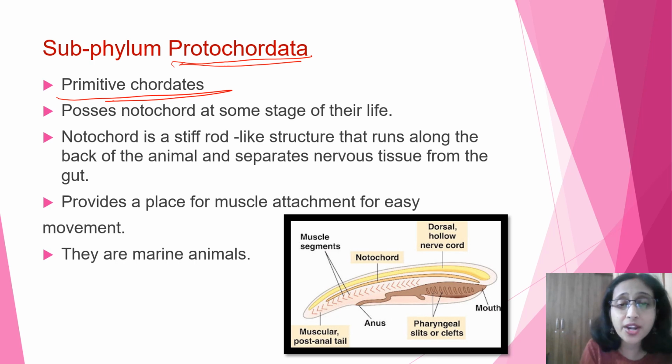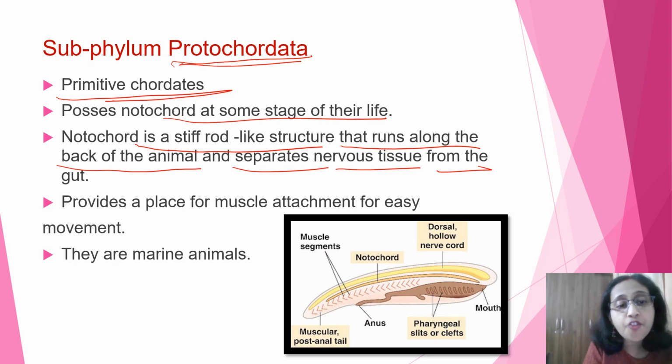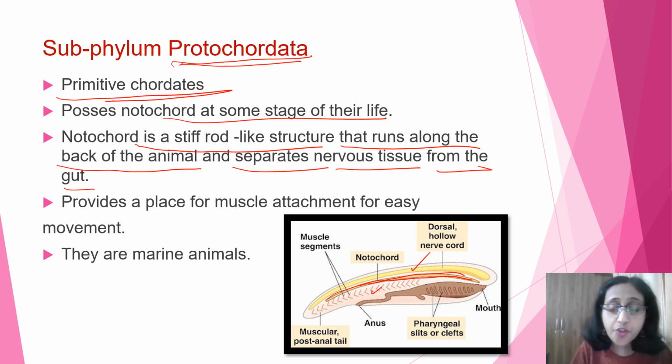So they possess a notochord at some stage of their life. And what is a notochord? I have already told that it is a stiff rod-like structure that runs along the back of the animal and separates the nervous tissue from the gut. So this is the notochord which is running from the head to the tail, and it is separating the nervous tissue from the gut. Now what is the notochord doing? It is providing a place for muscle attachment, always, for easy movement.